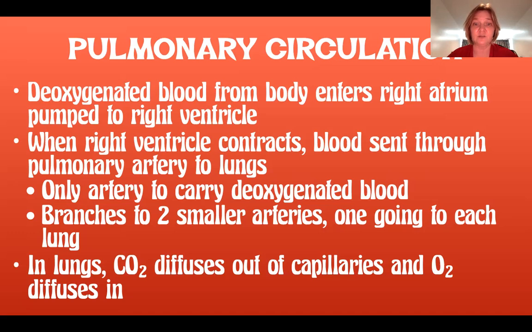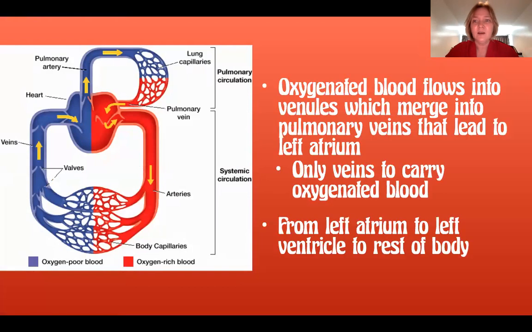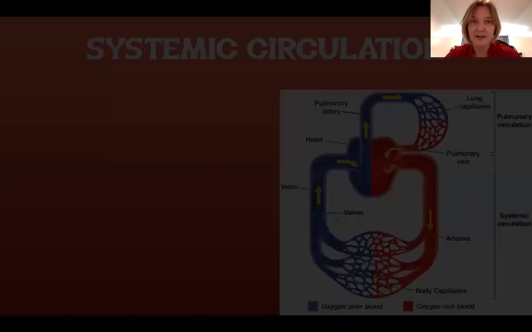In the lungs, CO2 is going to diffuse out of the capillaries and oxygen diffuses in. I'll address how that works in the last section. Oxygenated blood flows into the venules, which merge into the pulmonary veins that lead to the left atrium. Again, the pulmonary vein is the only vein in the body to carry oxygenated blood. From the left atrium, it passes through the mitral valve to the left ventricle and through the aortic valve to the aorta to the rest of the body.